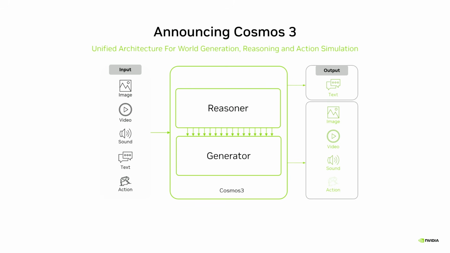And the output also has text when you do reasoning, and for generation, you have image, video, sound, and action. So this model itself can be an action-conditioned video generator, but it can also predict action. We use the mixture of transformer architecture. There are two main transformers in the backbone. One is for reasoning; we call it the Reasoner. The other is called the Generator. They are tightly coupled together so that it's a single model.